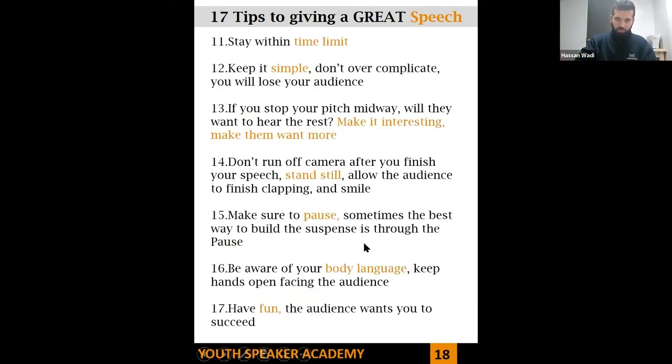Let's see what else we got. You're almost done. Number 11, stay within the time limit. In a contest, you will lose if you go above the time limit. For us, it was 30 seconds over, 30 seconds under. I'm not sure what you guys have here, but make sure to follow it.